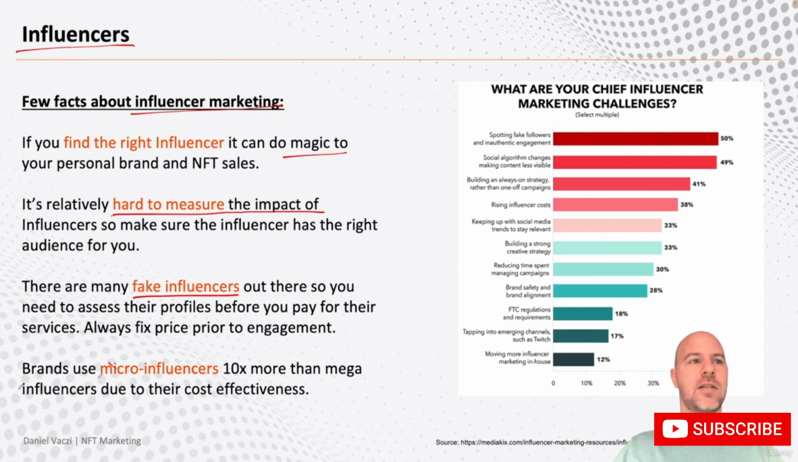Now, this is quite interesting. So brands use micro influencers 10 times more than mega influencers. So the difference between micro and mega is that micro influencers have a smaller audience, typically below 500,000 people, and mega influencers have over 500,000 people as followers.